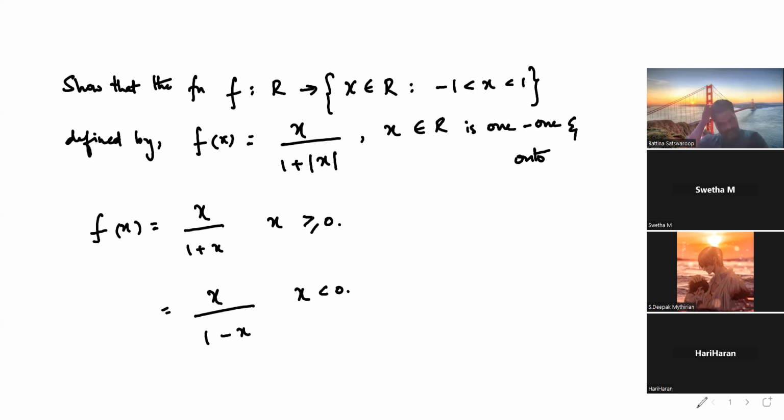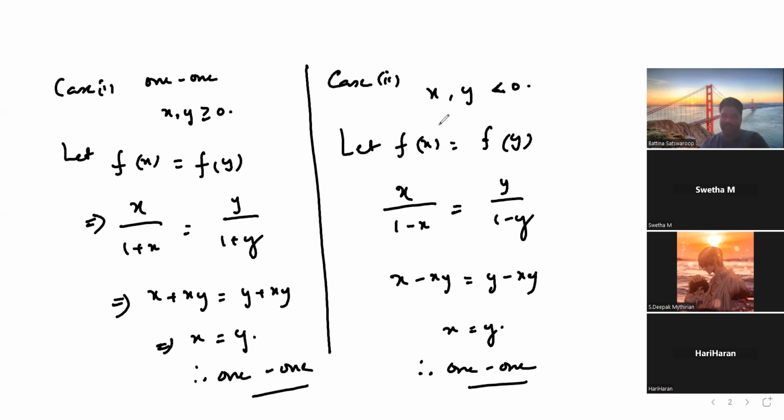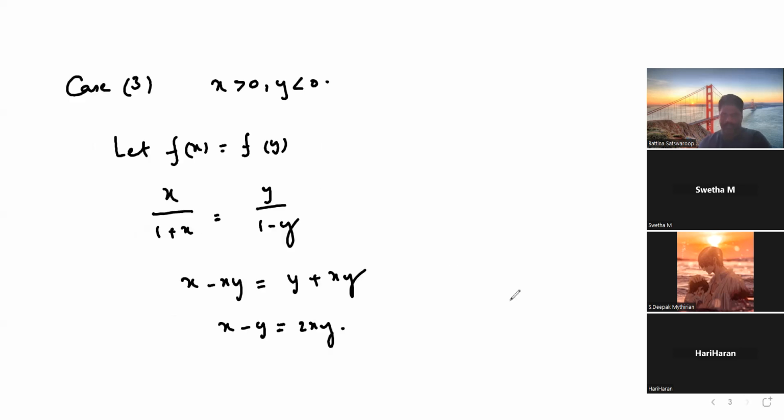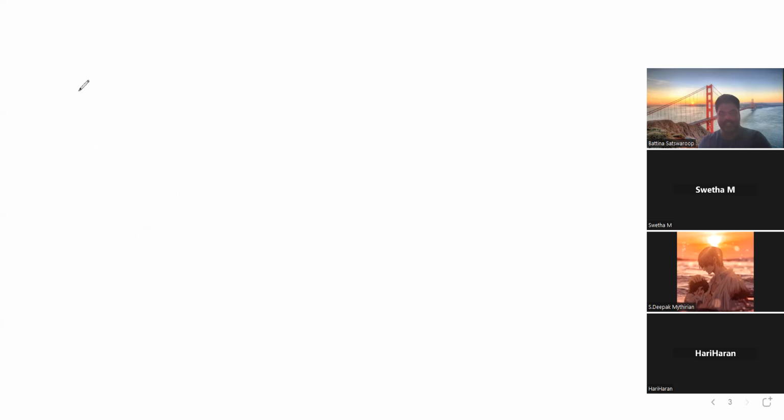Actually they have checked only 2 cases. Nobody checked the third case. Doing 2 cases is enough: x is greater than or equal to 0, and less than 0. Another case is not necessary. We'll take it off. No need to do it. Checking for onto. For onto also, the same function, already you know.